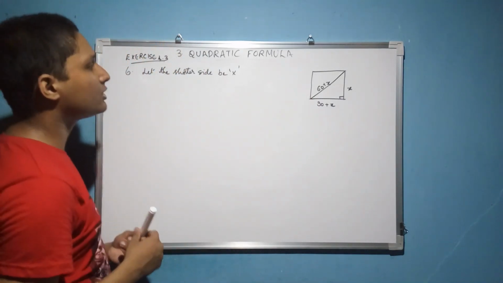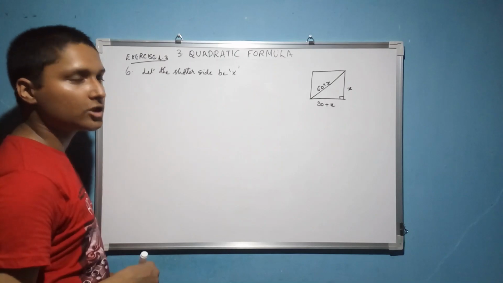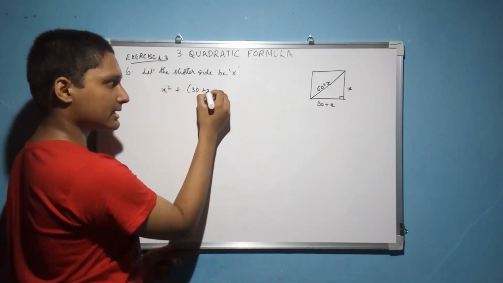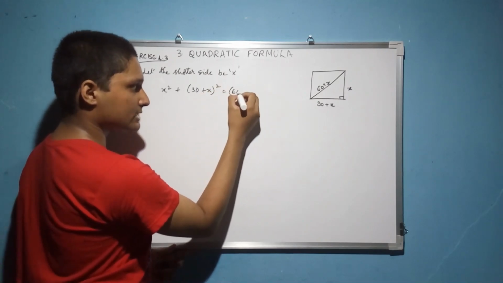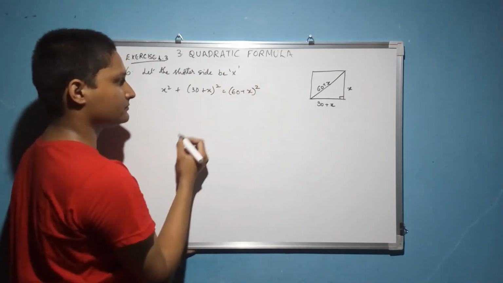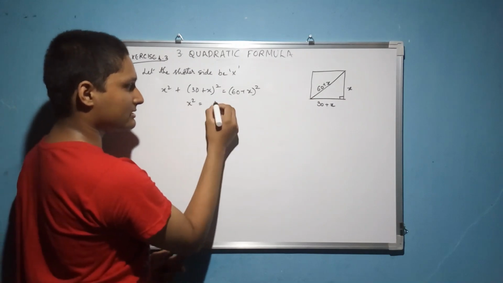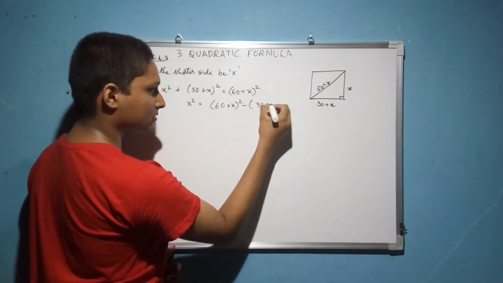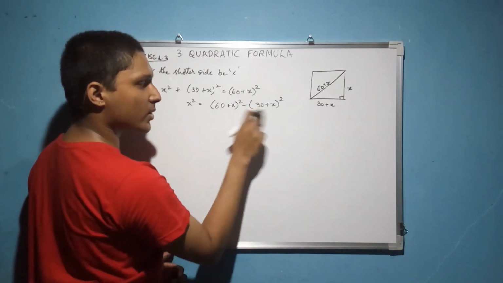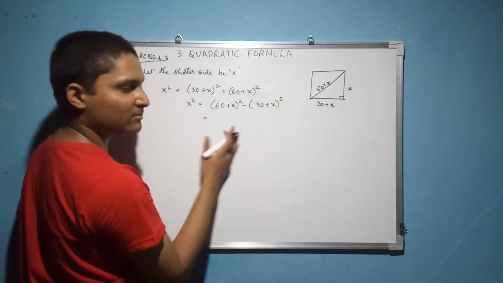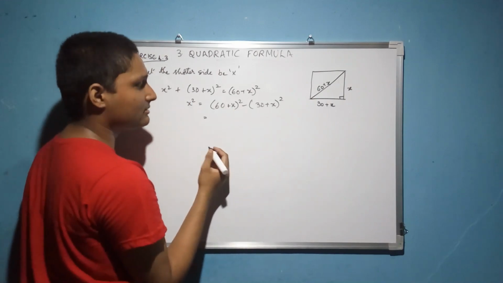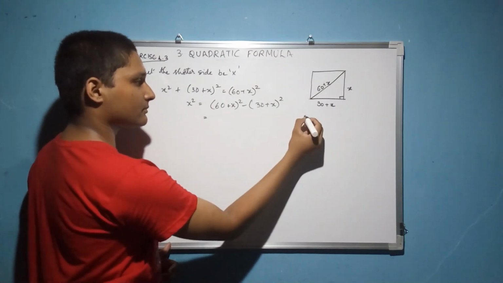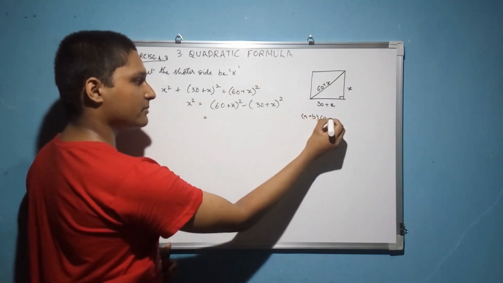Okay, then based on the Pythagoras theorem, we have x square plus (30 plus x) whole square is equal to (60 plus x) whole square. Okay, I'll keep this x square here itself. I'll take (60 plus x) whole square and (30 plus x) whole square here. This forms a square minus b square. That's a simpler way rather than expanding and writing again and again, because x square and all will get cancelled over there. It is going to be (a plus b) into (a minus b).